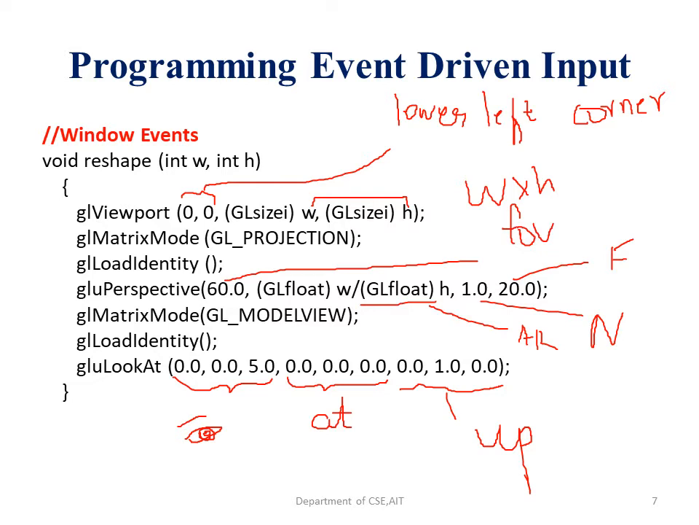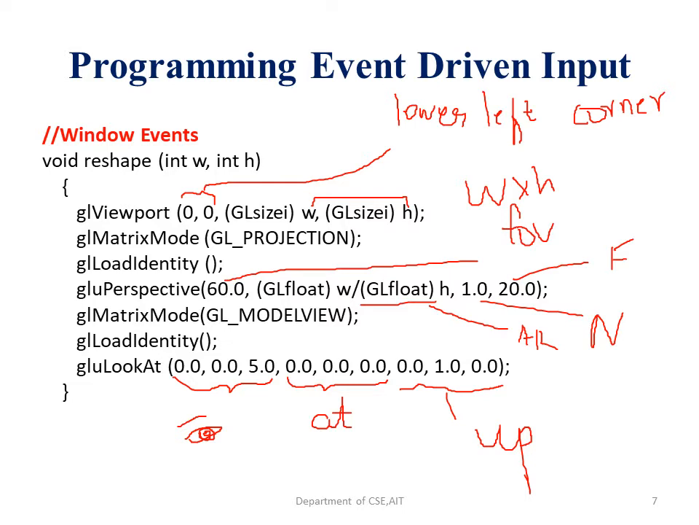So the reshape function has two parameters, the width and the height, because these correspond to the window's width and height. We have several APIs within this reshape. All these APIs may not be used in the program; this is just an example. So in this snippet I have several APIs which are concerned with viewing.